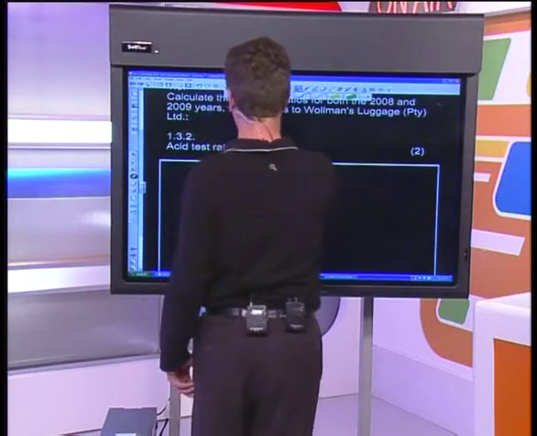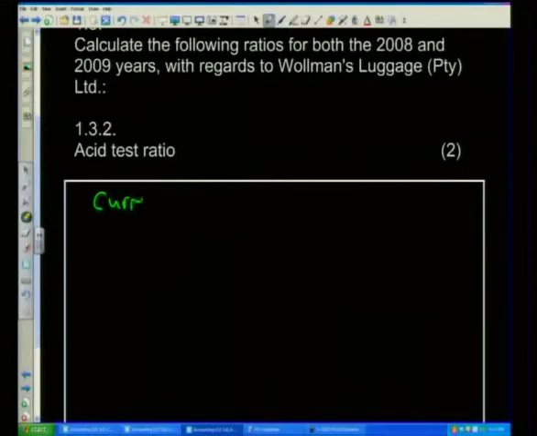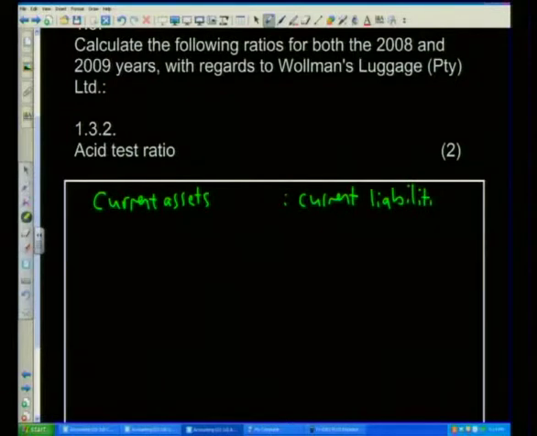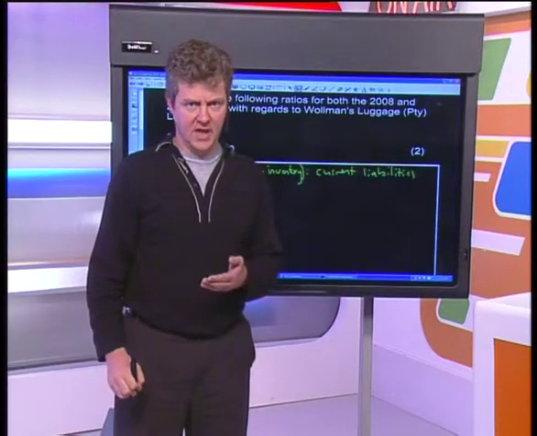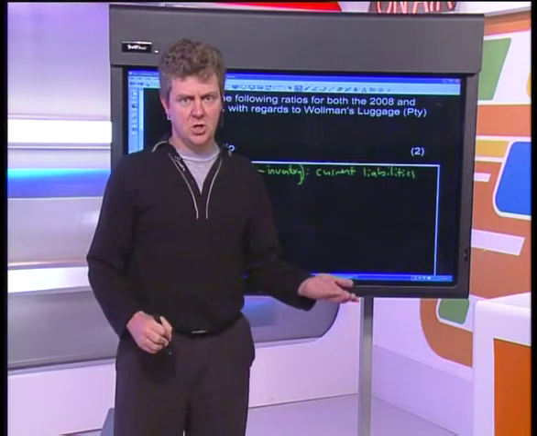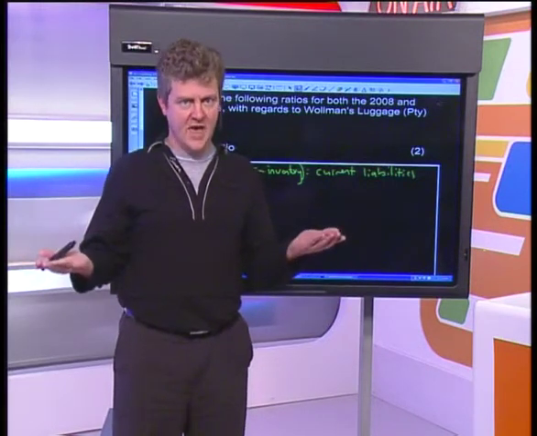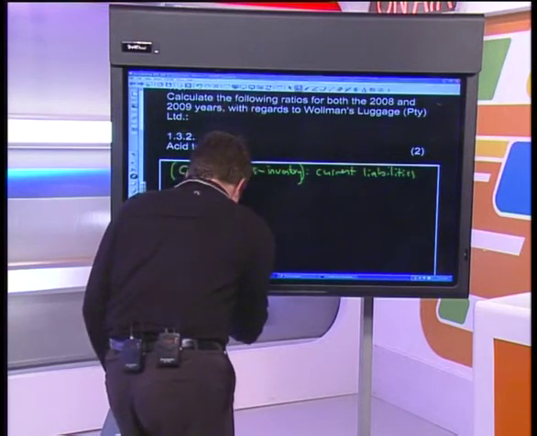But here we go. You're going to take current assets to current liabilities, but there's going to be one small and very important difference. You're not going to take all your current assets. You are going to, from current assets, subtract inventory. So your ratio here is going to involve you taking current assets, subtracting your inventory, and then putting that as a ratio to your current liabilities. That is the difference between your current ratio on the one hand and your acid test ratio on the other hand. Let's take a look at the numbers in this question.